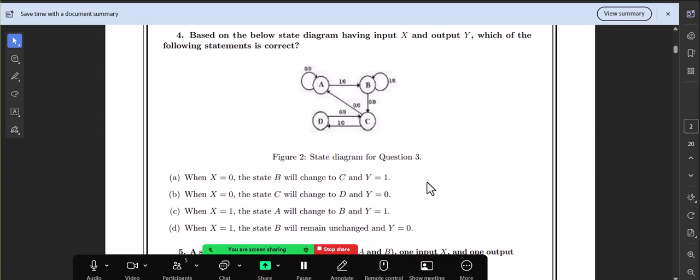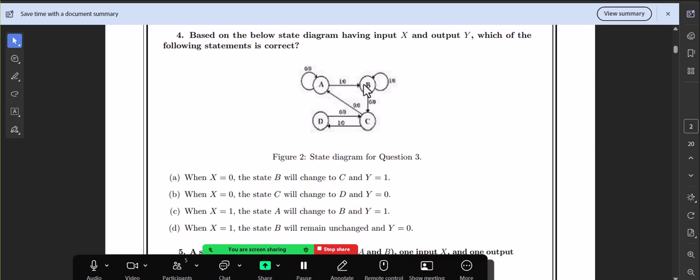Okay, so let's just go through and look at them. It says when X equals 0, the state B will change to C. So I'm going to go to state B. When X equals 0, that's going to go down. It says B will change to C. That's correct. And Y equals 1. Nope, Y equals 0. So that's not true. When X equals 0, the state C will change to D. Nope, C changes to A. So that's wrong. When X equals 1, the state A will change to B. That's good. And Y equals 1. Nope, Y equals 0.